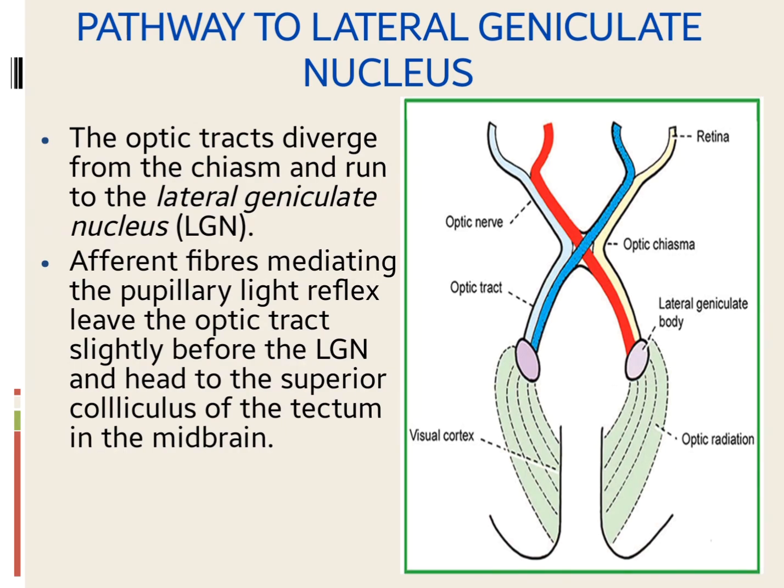Afferent fibers mediating the pupillary light reflex leave the optic tract slightly before the LGN and head to the superior colliculus of the tectum in the midbrain. So that's the difference for the pupillary light reflex. It doesn't get to the LGN.